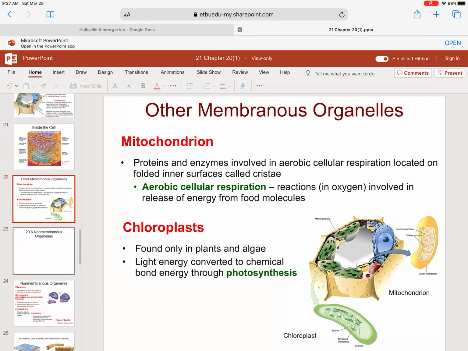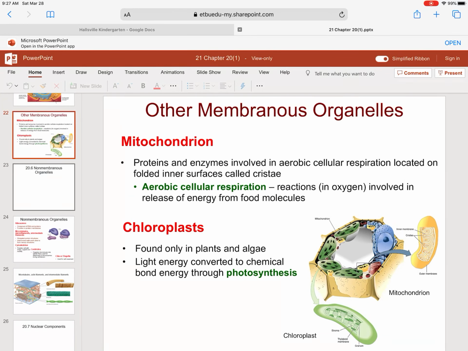All right, so two other organelles that are contained by a membrane, because that's what we're talking about, are going to be the mitochondrion and the chloroplast. The mitochondria are proteins and enzymes involved in aerobic cellular respiration located on the inner surfaces of the cristae. Now, aerobic cellular respiration is anything involving oxygen involved in the releasing of energy from food molecules. So it's essentially what our cells do, or animals, mammal cells.